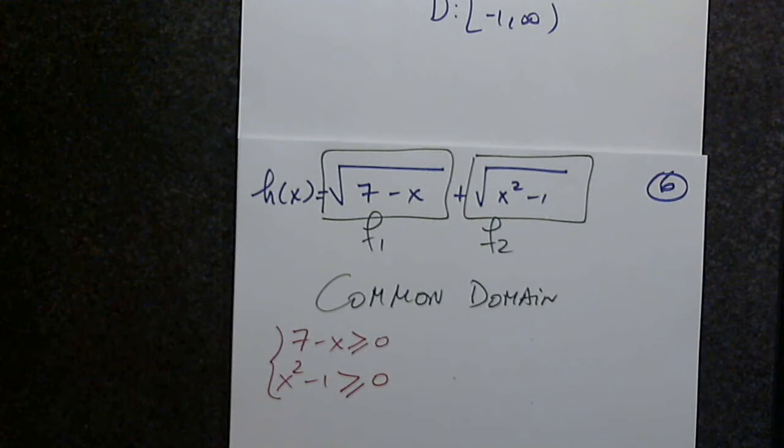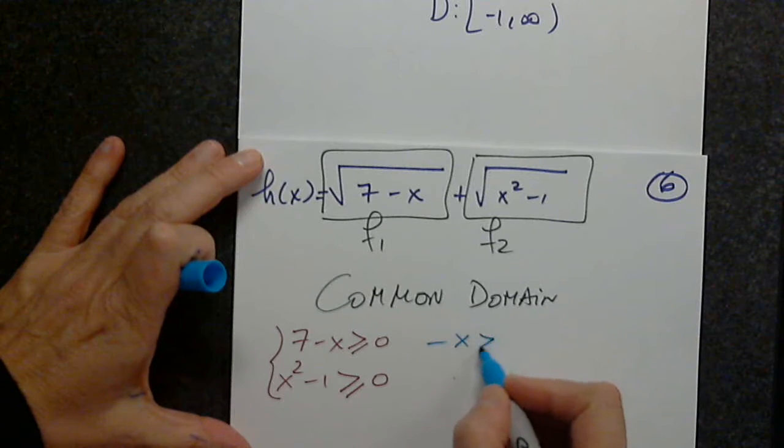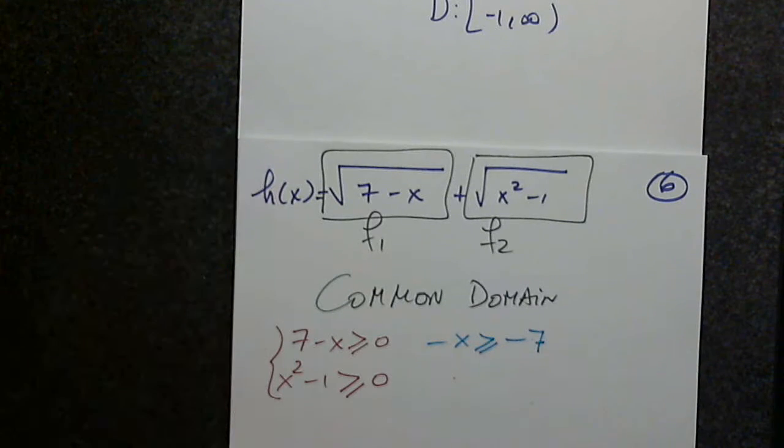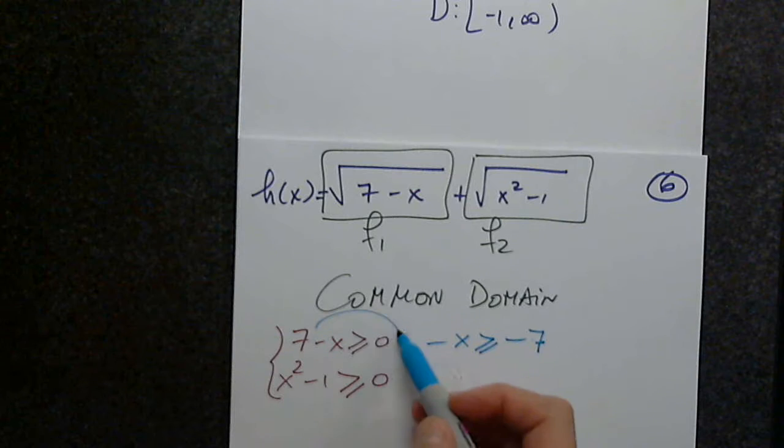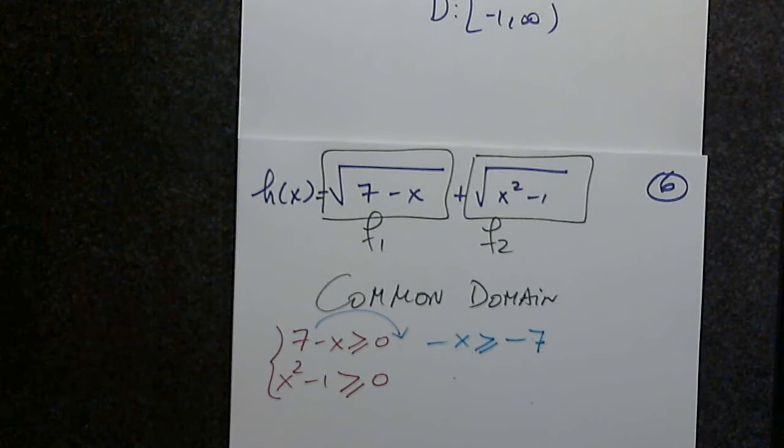So the first one is no problem, right? Negative x greater than or equal to negative 7. I moved 7 to the other side, or subtracted 7. What now? X less than or equal to 7. Good. So the first one is completely solved.